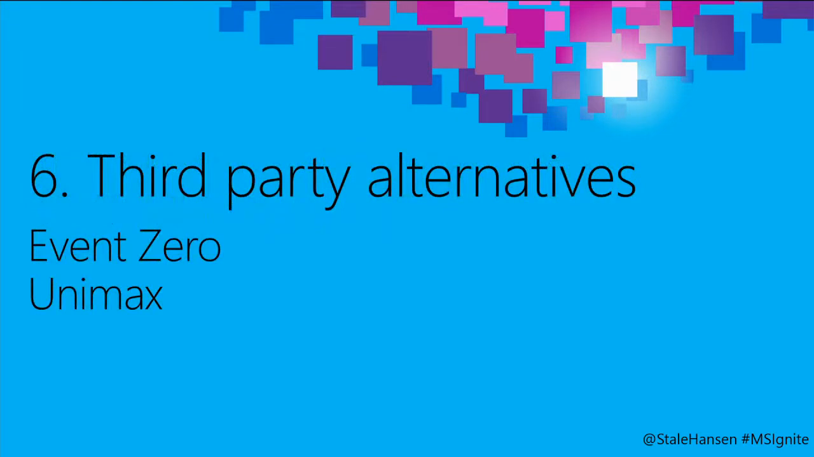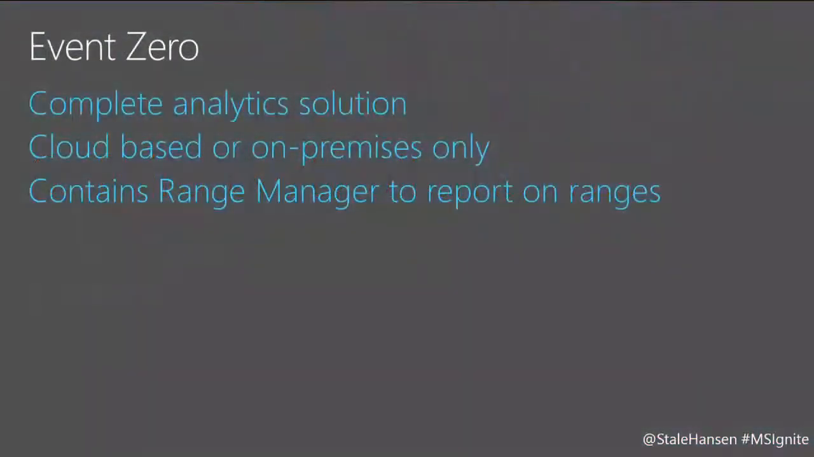Let's look at some third-party alternatives. Because one thing is doing this yourself in PowerShell, but that means you need to work with PowerShell and have users that are comfortable working with PowerShell. But if you have maybe a reporting services, or you have a coexistent environment with Cisco, Avaya, Unity, and so on, you may want to use some other tools as well. So I want to highlight Event Zero and Unimax to show you what they are doing with number ranges.